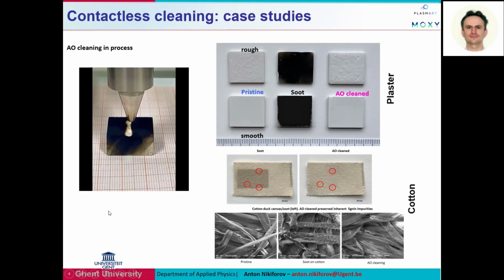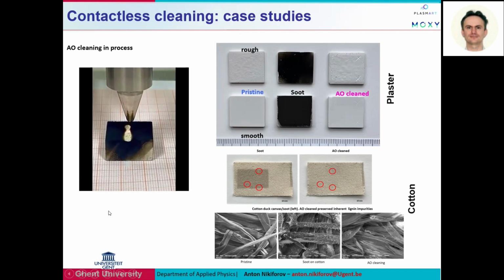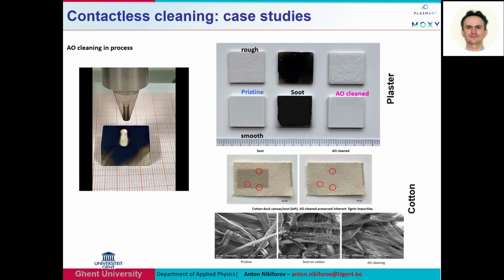Here you have an example of plaster. So this is what pristine plaster looks like. Then we soot it in different conditions at different temperatures, and then we clean it.